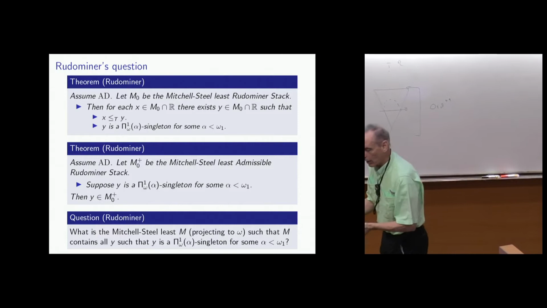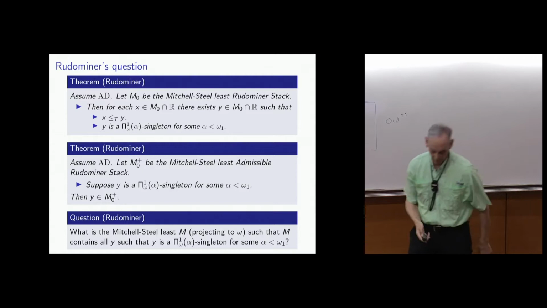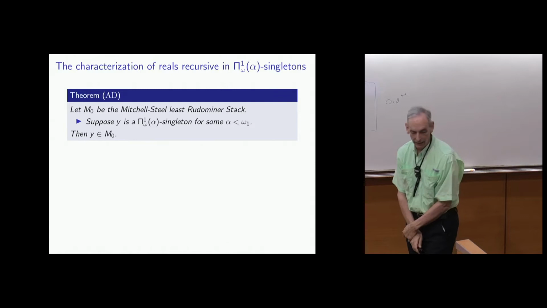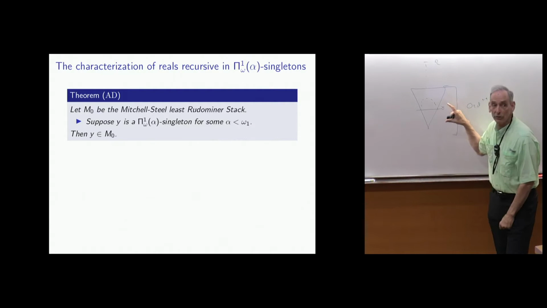You know, it should be either M0 or M0+ or some weird model in between. And the answer turns out to be the bottom model. So that's a relatively recent theorem. Let M0 be the Mitchell-Steel least Rudimentary stack. Suppose Y is a pi 1 omega alpha singleton for some alpha less than omega 1, then Y is in M0. So it's the bottom model, the Rudimentary stack, the least one. That's the analog of M1.